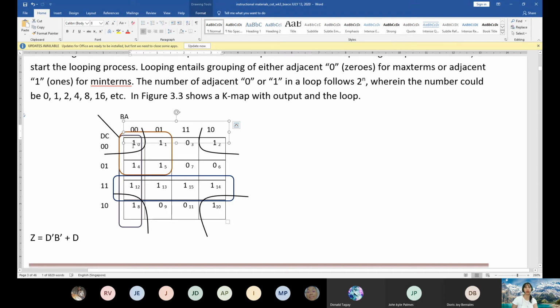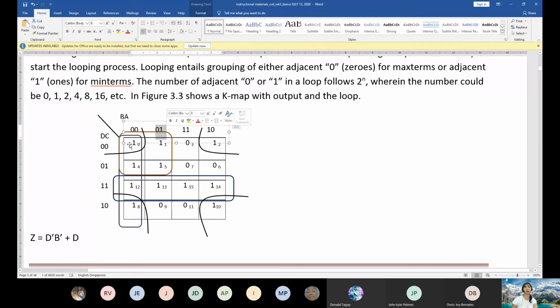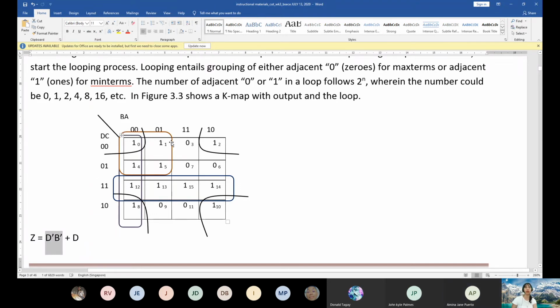For input BA, because we have two values as far as the orange loop is concerned, we have 0, 0 and 0, 1. Then compare A to A, 0 and 1. So what will happen to A? Eliminated. A is eliminated, whereas for B, B is 0 and 0. So therefore, B is 0. So that's why we write B prime.